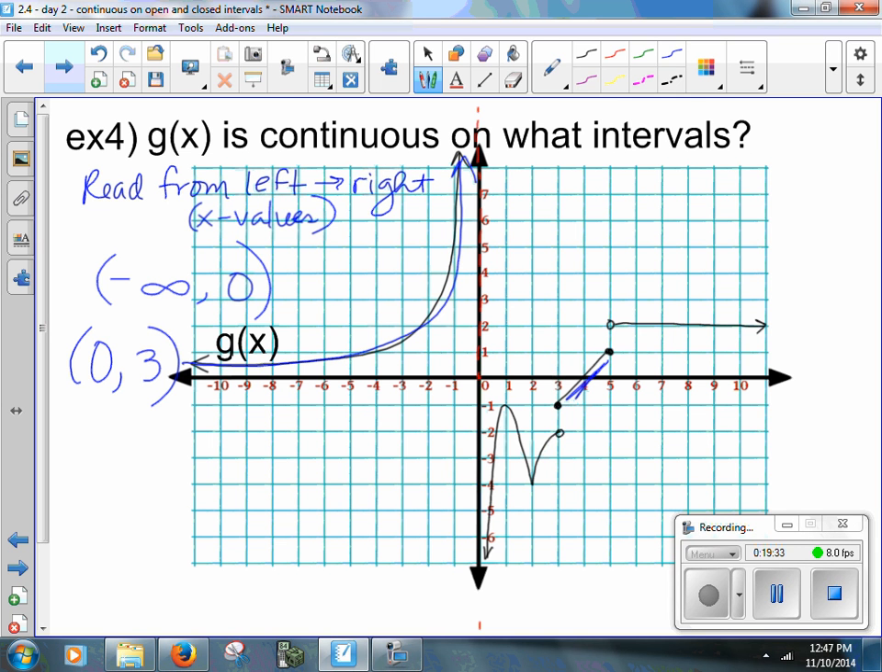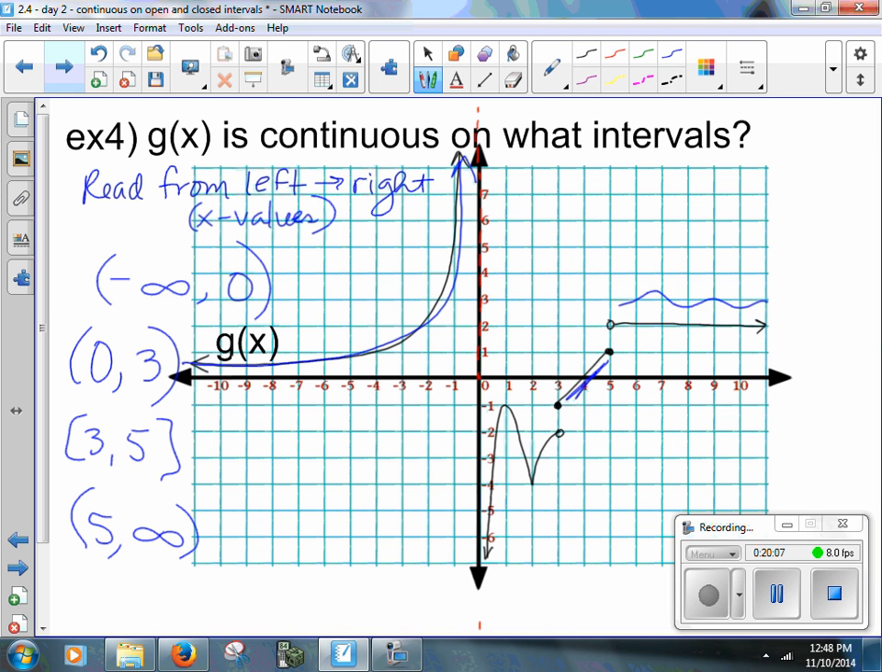All right, what about this next piece right here? Closed to closed, what number to what number? 3 to 5. Closed to closed, 3 to 5. And then pick up that next piece: parentheses or closed? Parentheses, 5 to where? Infinity with a parentheses, because infinity always gets parentheses, right?